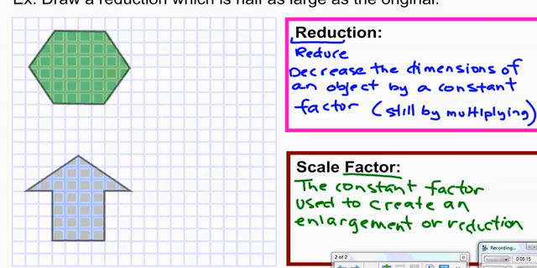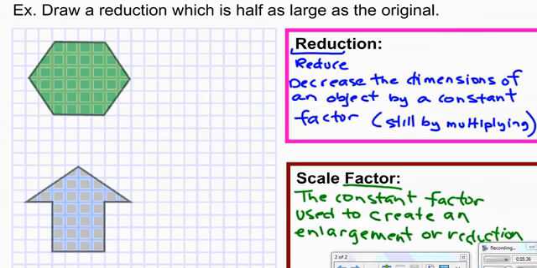So we've been saying for an enlargement and reduction that you need to use a constant factor. Well, the scale factor is that constant factor. So it is that amount that you are multiplying your shape or your object by to make the enlargement or reduction. So the scale factor is that magic number. In the last example, it was 1.5 because we were making everything 1.5 times larger.